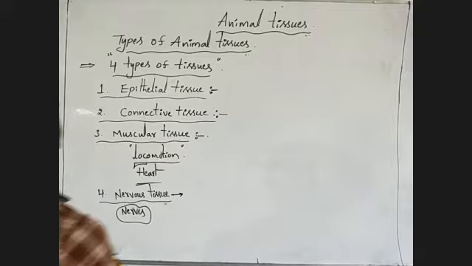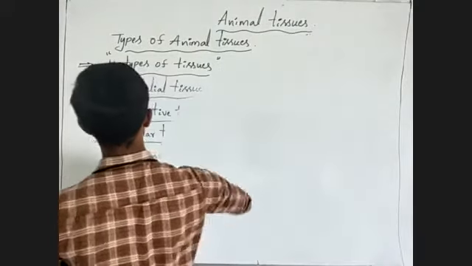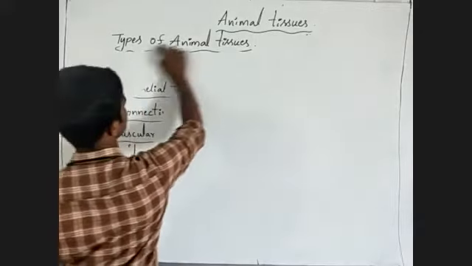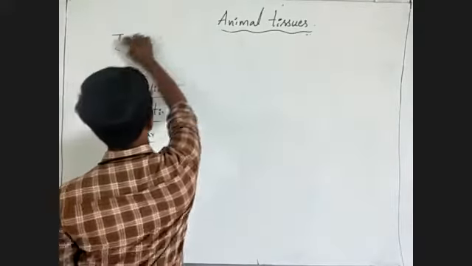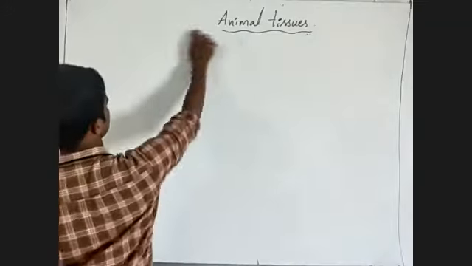Okay, now let us discuss the first type of animal tissues, epithelial tissue.